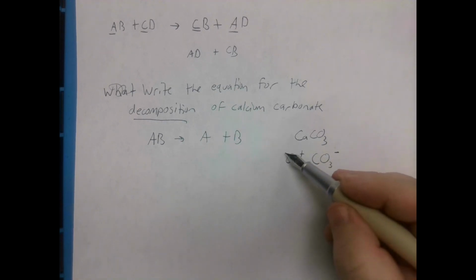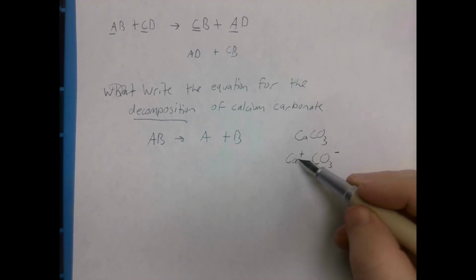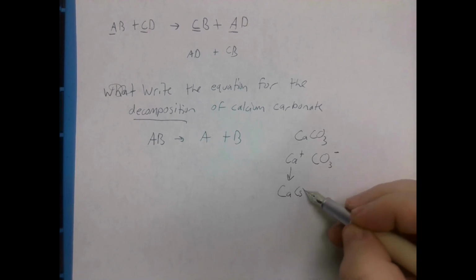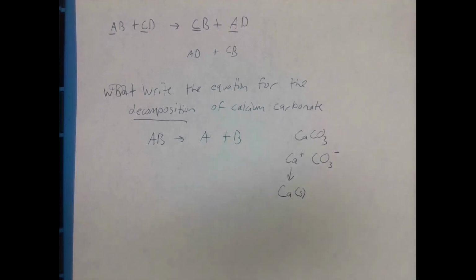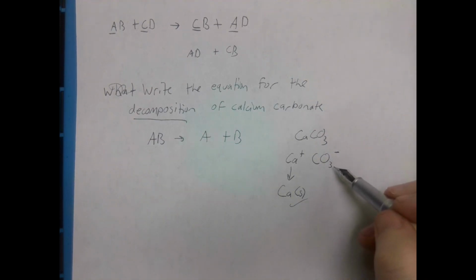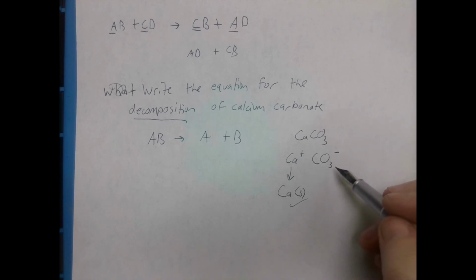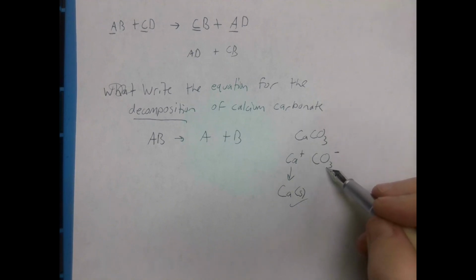Now, calcium is a metal. Calcium can form metallic bonds with itself, meaning we can end up having calcium as a solid, not an ion. Calcium can form into elemental calcium. That is fine. Can CO3 exist by itself? It's an ion. Can it become not an ion?